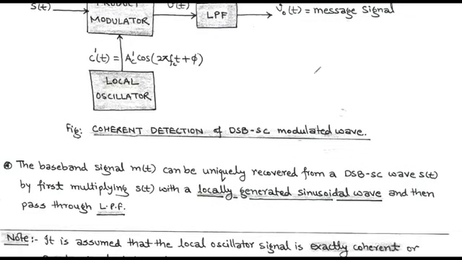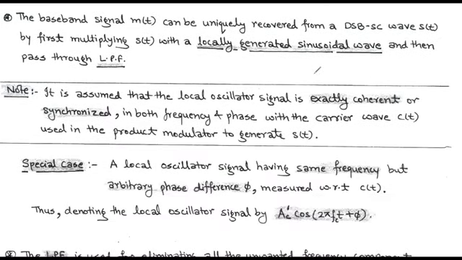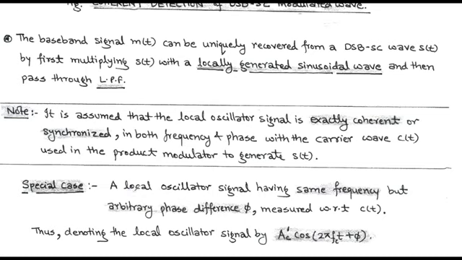Now in coherent or synchronous demodulation we consider a special case. In this we assume that the local oscillator signal has the same frequency, but there is some arbitrary phase difference phi with respect to the carrier that is used in the transmitter side and is denoted by C dash function of t, and it is equal to AC dash cos within bracket 2 pi fct plus phi.